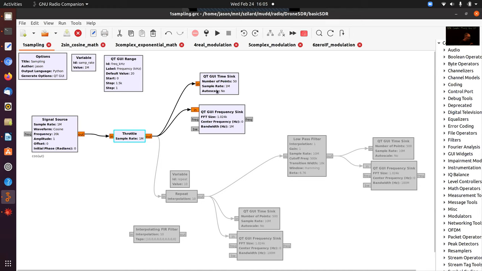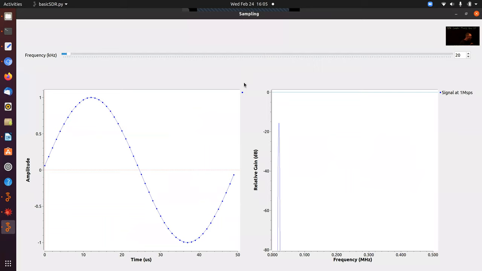And then almost every signal I'm going to look at is going to have both an oscilloscope time trace and a frequency trace. So let me just play this and show you what this looks like. Somebody verified that they can see the sine wave. You got it. Okay, great.